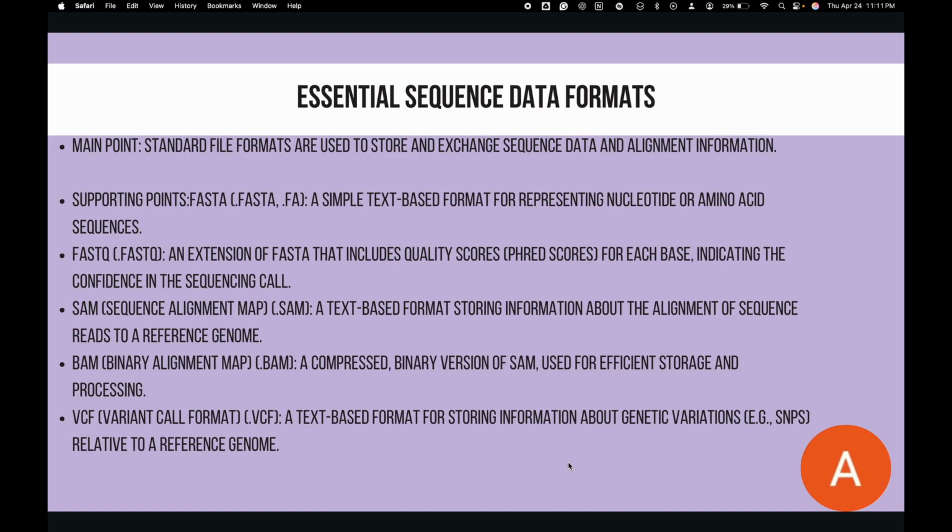Essential sequence data formats. Standard file formats are used to store and exchange sequence data and alignment information. So here are the different data formats.